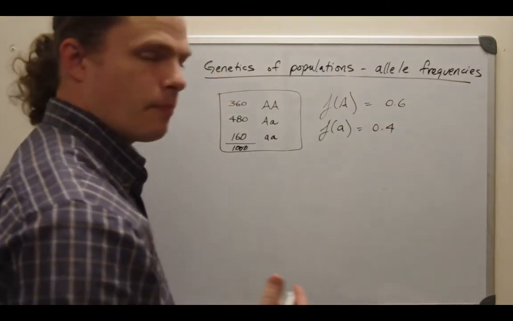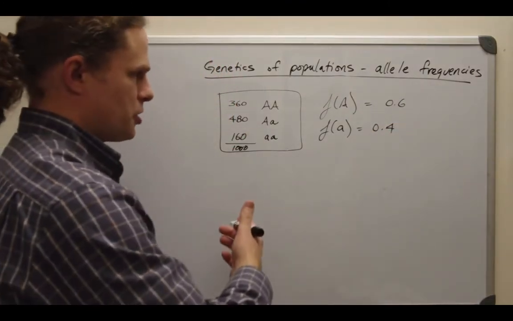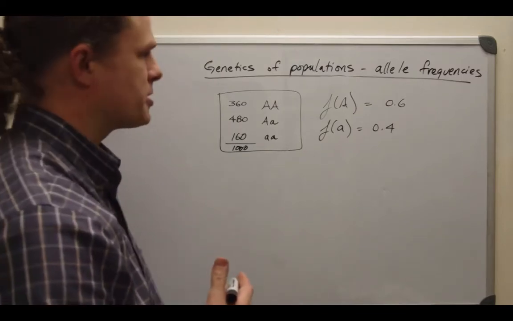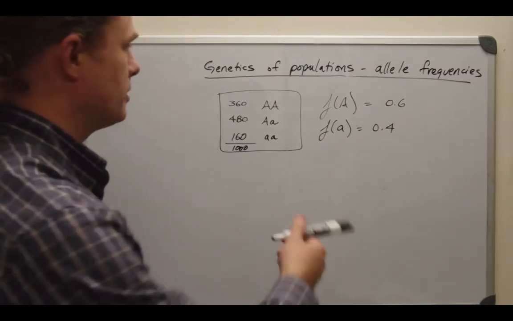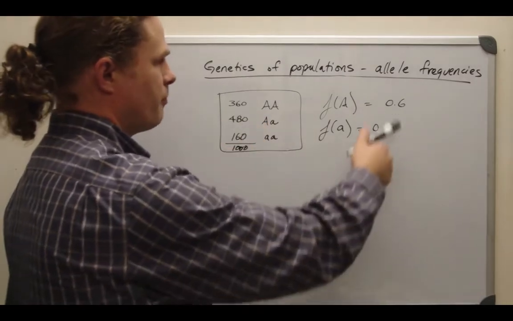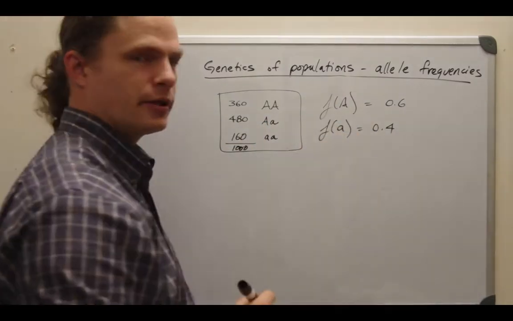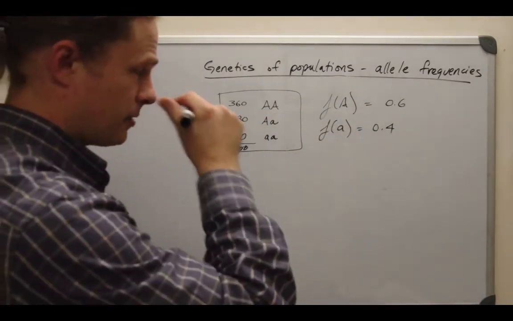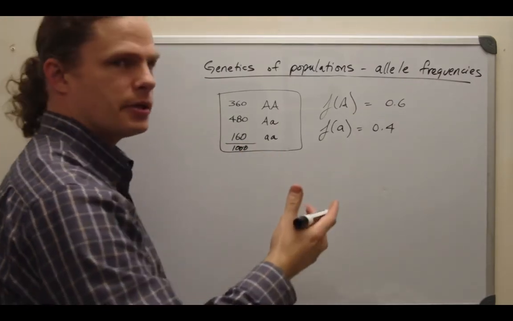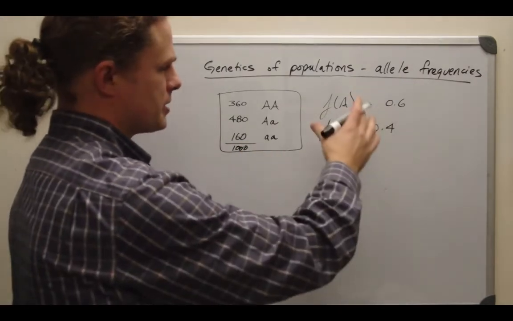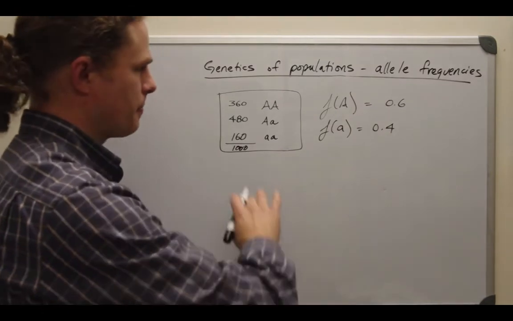Now the question is, given a certain population, what sort of frequencies would we expect these different genotypes to have based on the allele frequencies that are present in the population? So now we need to start talking about the interplay between allele frequencies and the genotype frequencies.